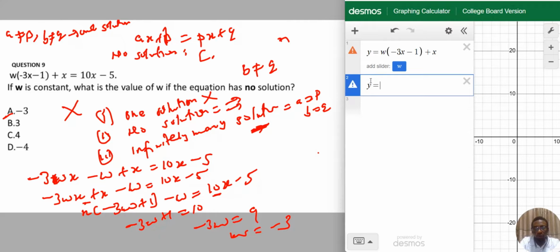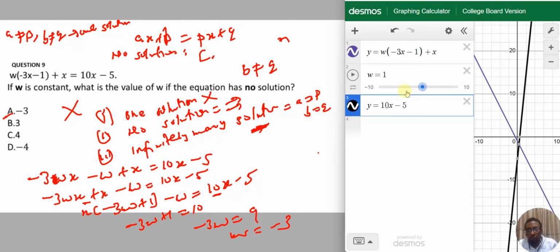W equals 10x minus 5. So they're asking, okay, let's add the slicer. If I add the slicer, this question is actually asking what is the value of w if the question has no solution. Like I explained last time, if the question has no solution, it means that they are parallel.